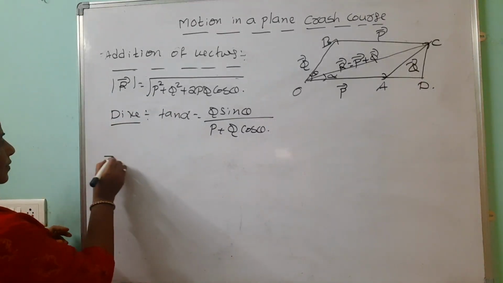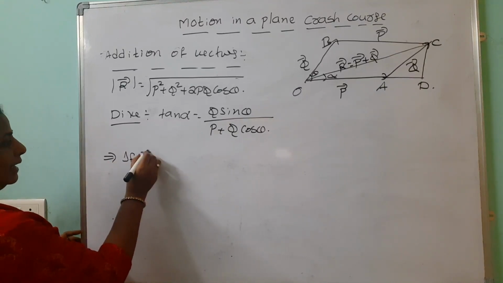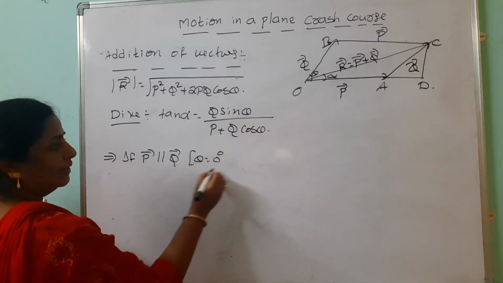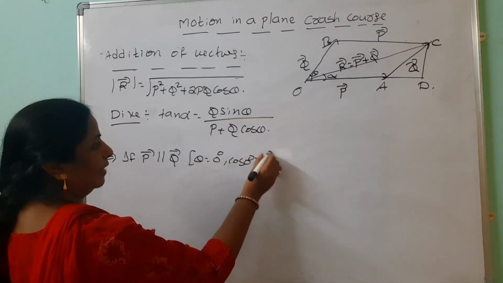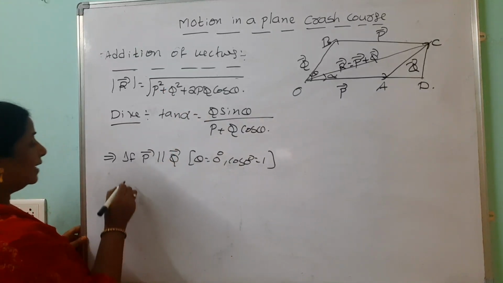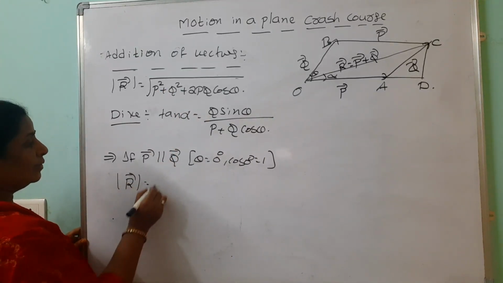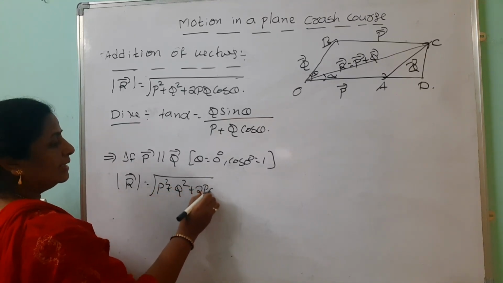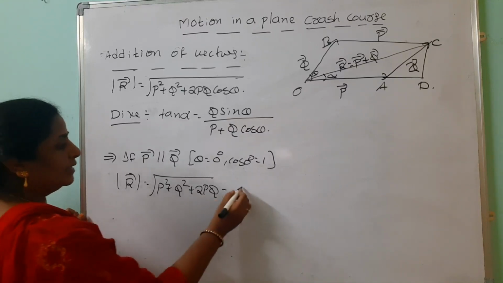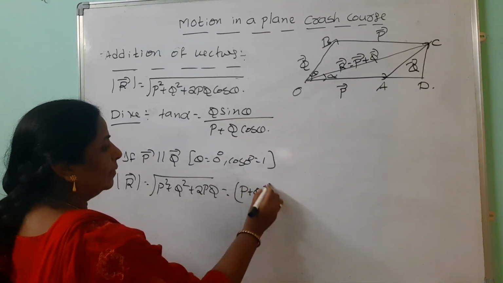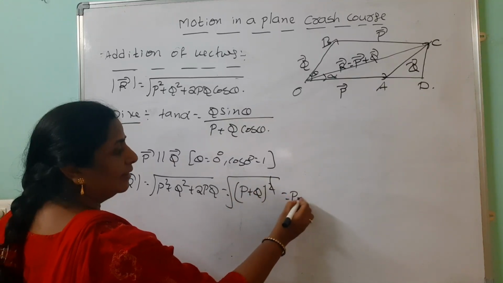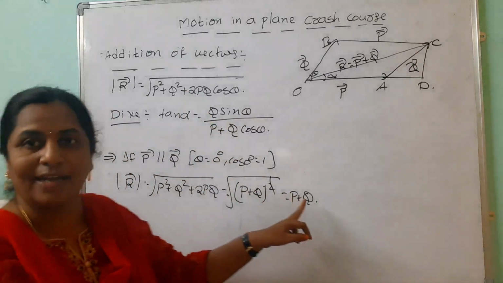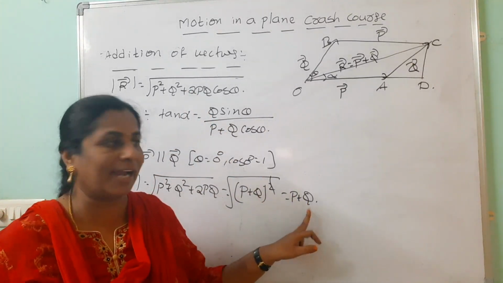Look here. Suppose P bar is parallel to Q bar. Immediately you can say the angle is how much? 0 degrees. Cos 0 degrees equals 1. Then what about the magnitude and direction? You can say that this is only under root P square plus Q square plus 2PQ. This is like the a plus b whole square formula. So P plus Q whole square, but under root, so this is cancelled. Whenever two vectors are parallel to each other, there is no need of using this formula. Directly you can add the two vectors and you will get the magnitude.